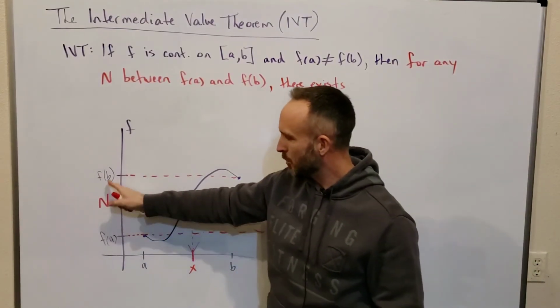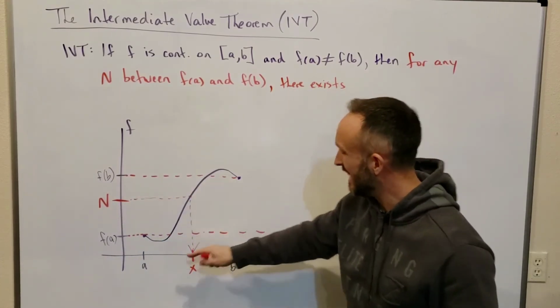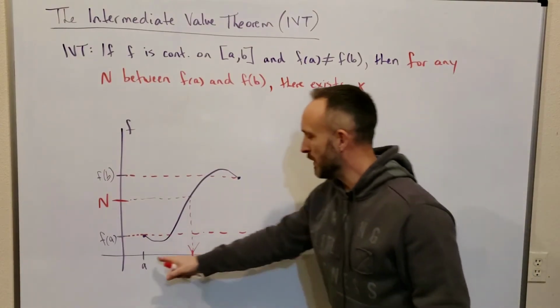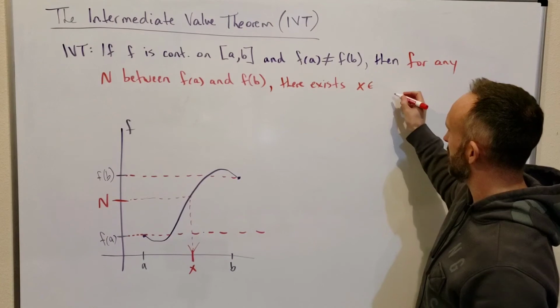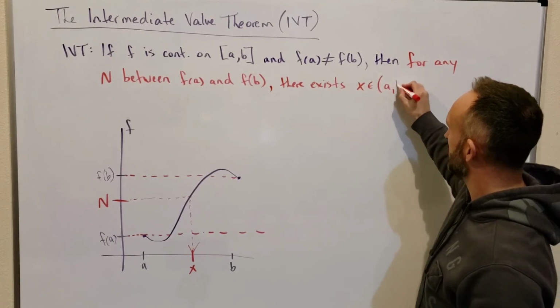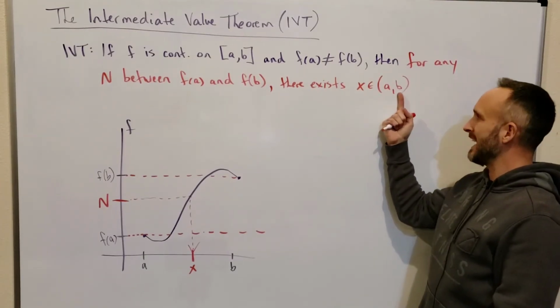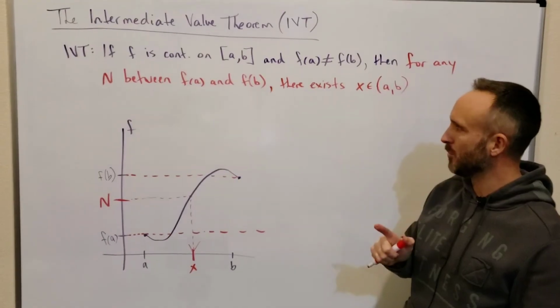So you pick any y value you want. The intermediate value theorem guarantees that there exists an x. So there exists x between a and b. A fancy way to write that is x is an element of the open interval from a to b. That means that x can't equal a and it can't equal b. It has to be between a and b. All right, that's really important.